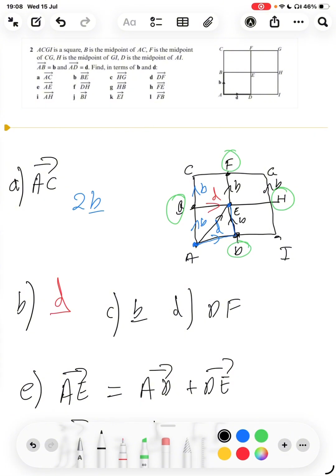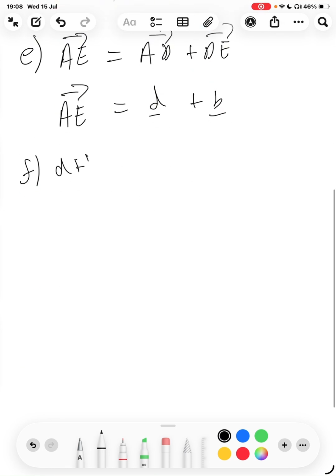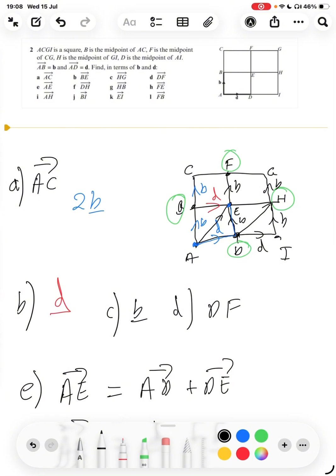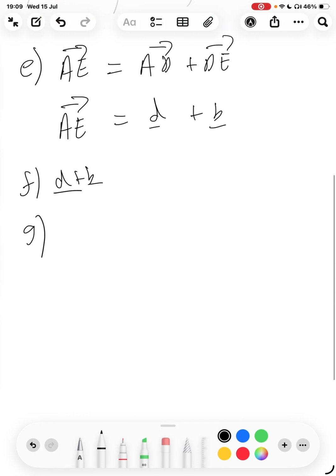Okay, now F, D to H. Trying to find it now on a diagram. D to H, hopefully you can see that's the same thing. It's D plus B again. G, H to B. So we start at H and now we're going to B. Now as you can see here in red, we've got this direction and this direction is D. But we're going H to B, so we've got to have minus D. We've got to go the other way, which is negative D, this way, which is negative D. So it's negative 2D.